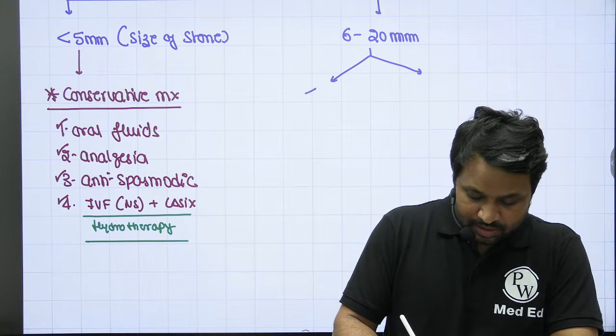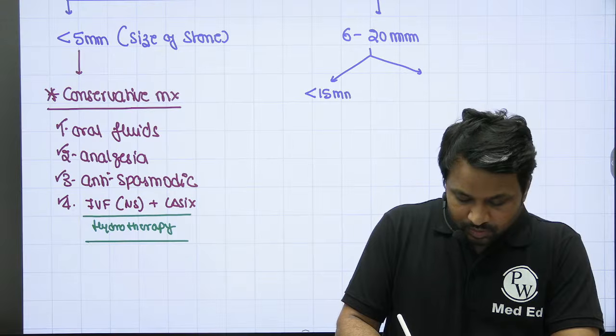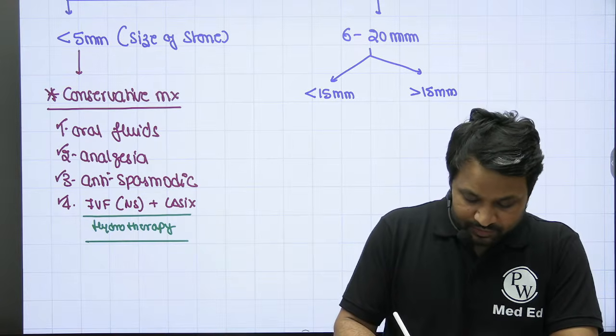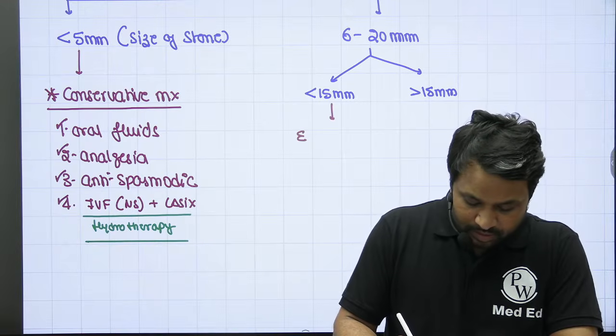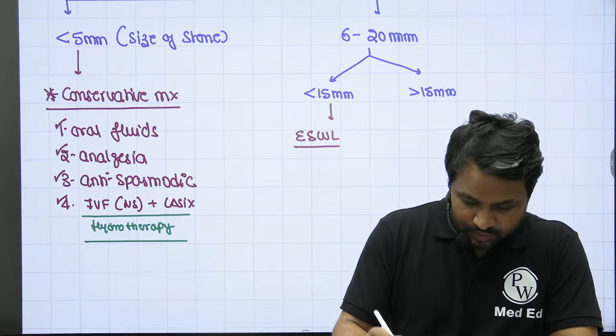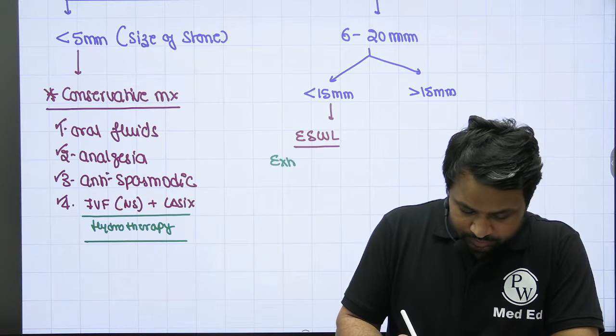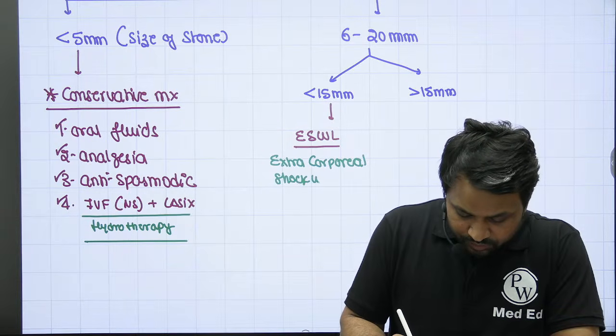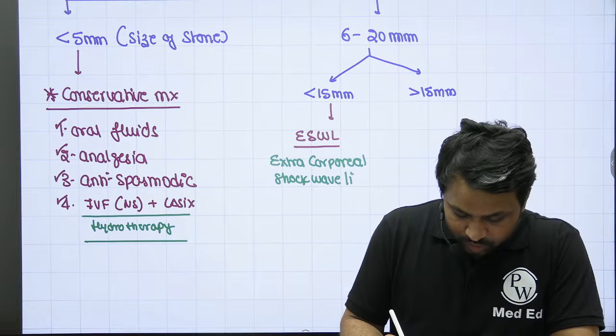Now, if it is a stone between 6 to 20 millimeters, I will divide them into less than 15 millimeters or more than 15 millimeters. If it is less than 15 millimeters, then we'll do an ESWL. What does ESWL stand for? It stands for extracorporeal shock wave lithotripsy.